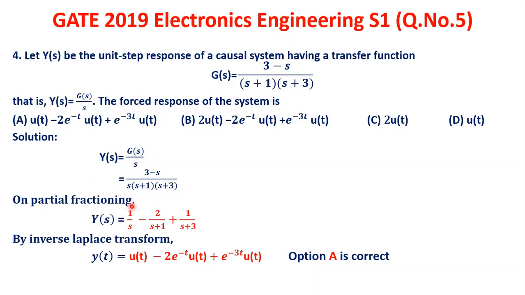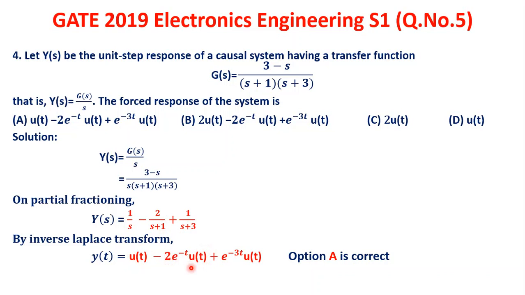So by partial fractioning, we get 1 by s minus 2 by (s plus 1) plus 1 by (s plus 3). So if we take inverse Laplace transformation, the inverse Laplace transformation of 1 by s is actually 1, for t greater than or equal to 0. If we don't want to write t greater than or equal to 0, we can write u of t. So minus 2 by (s plus 1), so minus 2 e power minus t.